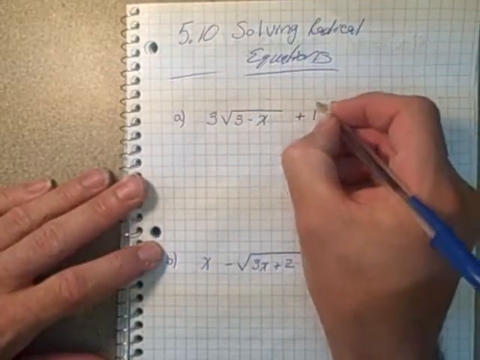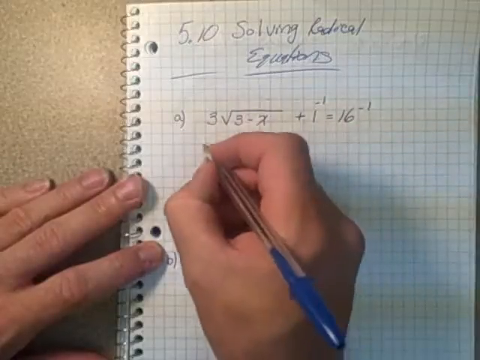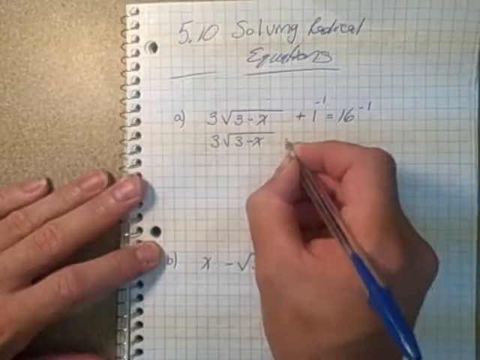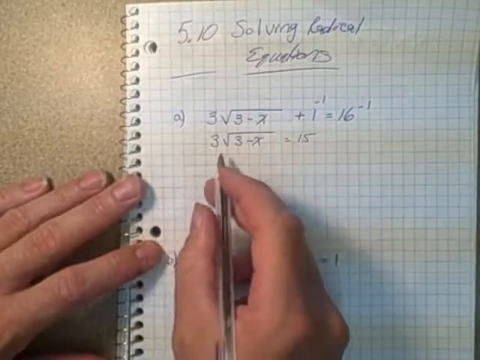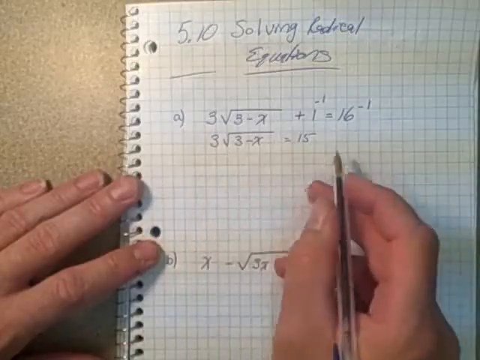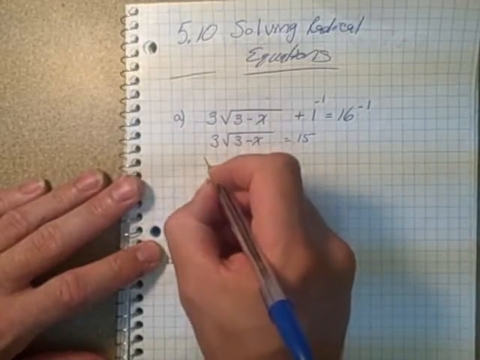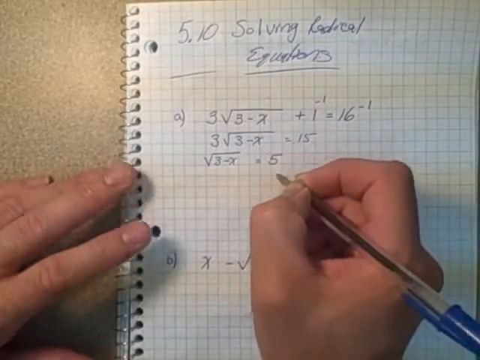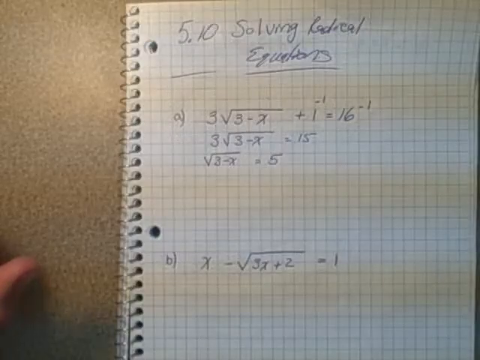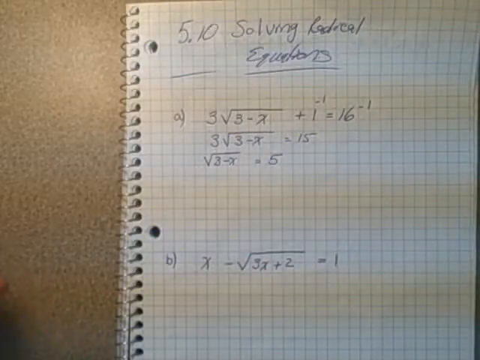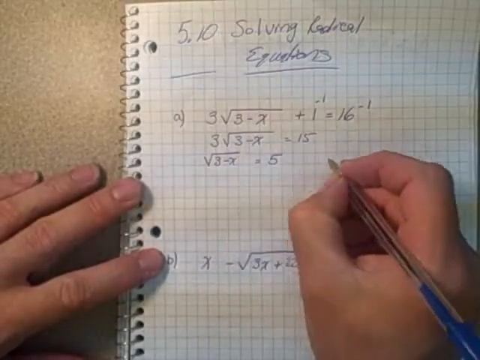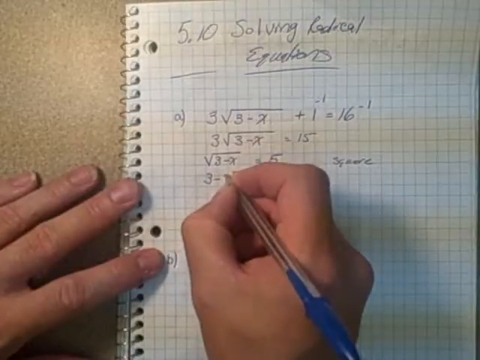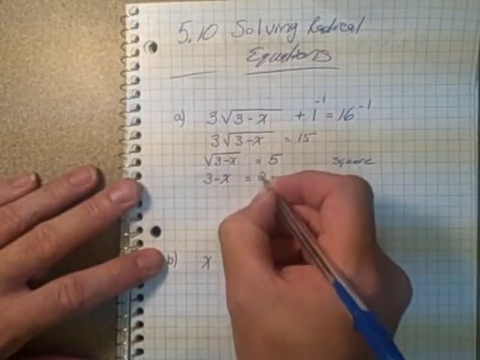So I'm going to subtract 1 here from this first example. So I get 3 root 3 minus x equals 15. Then I can divide by the 3 to get the radical all by itself. And now to eliminate a radical sign, we just square both sides. The square of this just removes the radical sign. The square of this is 25.